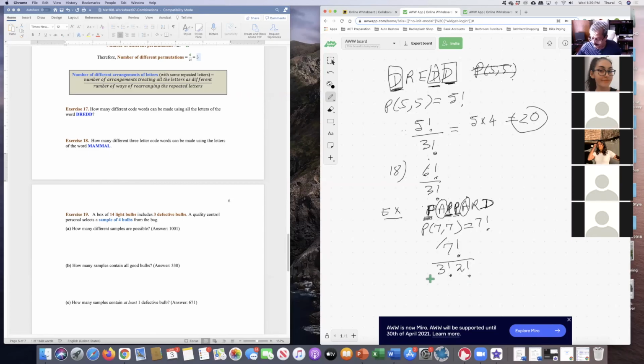Of course, you have to simplify. So this part is equal to 7 times 6 times 5 times 4. And then factorial 2 is 2. So you multiply those to get the answer.